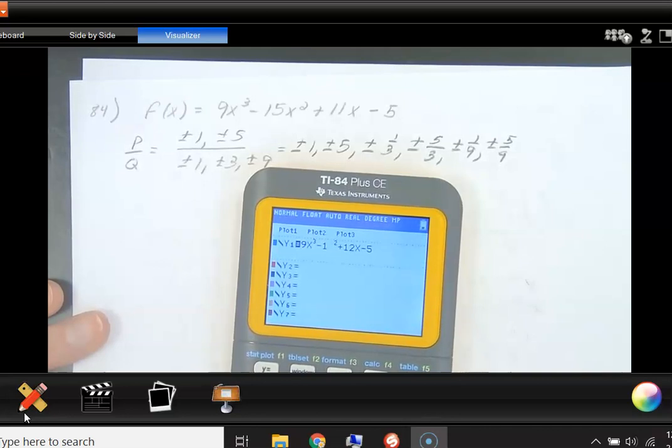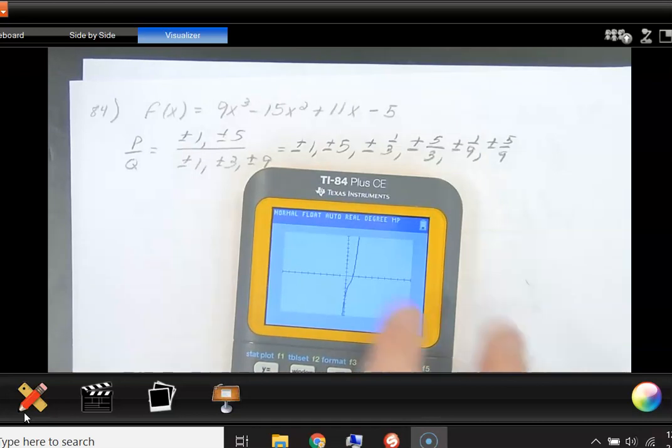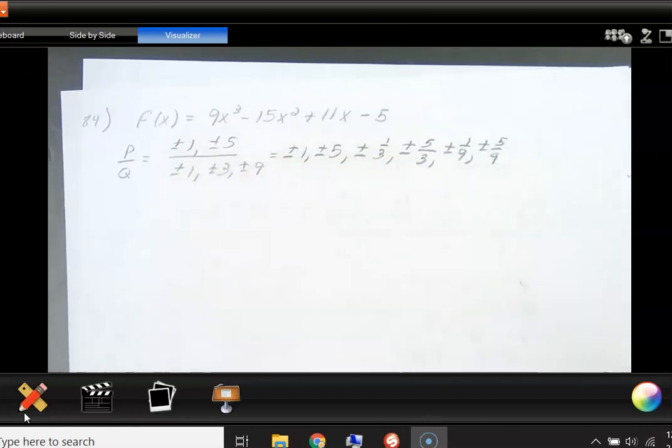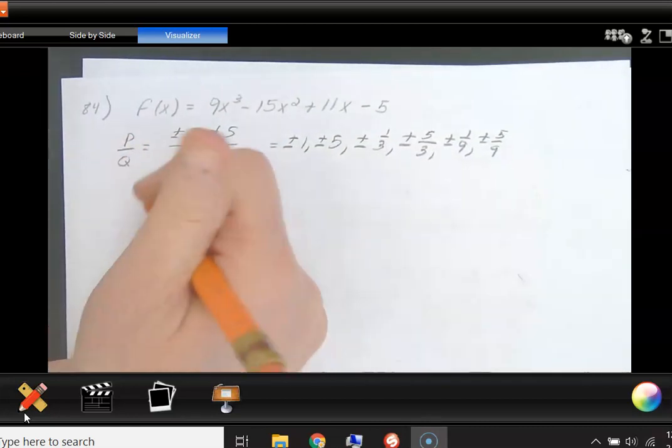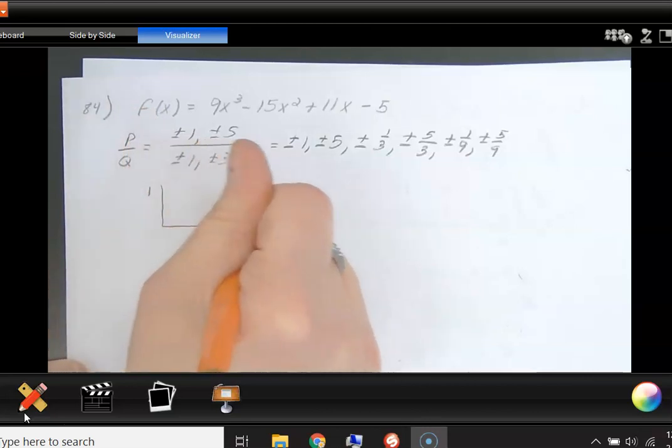minus 15x squared plus 11x minus 5. Oh, is that right? That looks very similar to the last one. Okay, good. I'm going to graph it and see what it looks like I can discard. It looks like it's going through about 1, so I know that a lot of these are going to go away. I'm going to check and see if my 1 is 1. It is. So f of 1 is 0, so I can use 1 in my synthetic division.